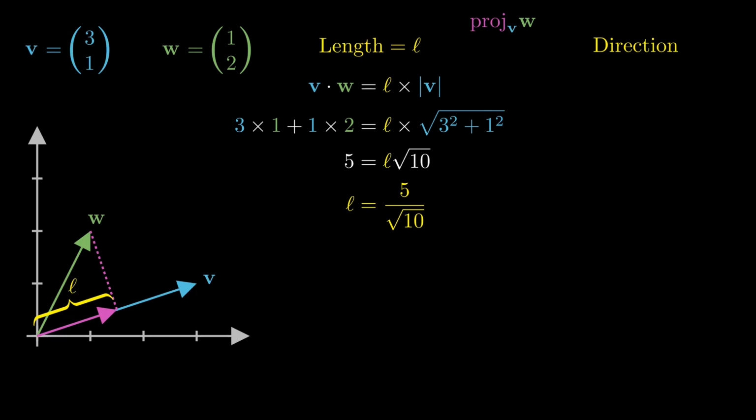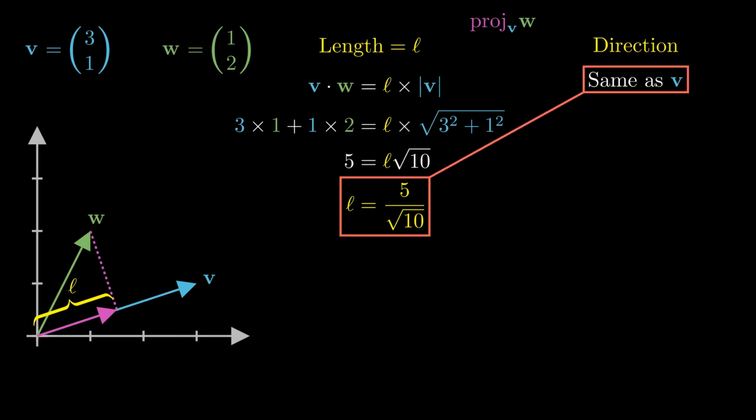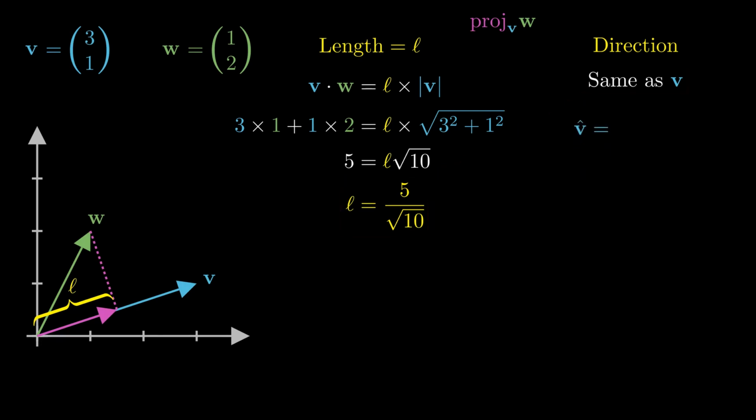And what about the direction? Well, hopefully it's obvious the direction of the pink vector is exactly the same as the direction of V. So what we're after now is the vector whose length is 5 over root 10, but which points in the same direction as V. And we saw how to do that last time. We need to first work out the unit vector pointing in V's direction, which we called V hat. And that was the vector that was exactly 1 unit long pointing in V's direction. So sort of one step in V's direction, if you will.